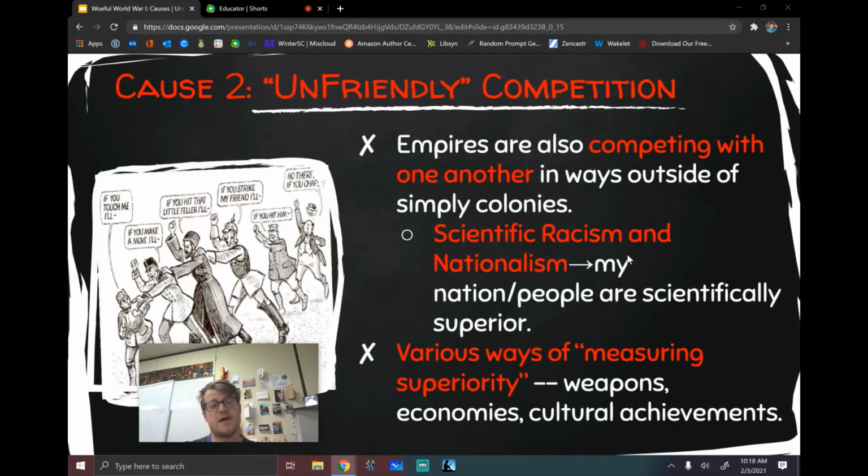The other thing that we have mentioned before is the rise of nationalism. Like the idea of, my nation is superior. I have extreme loyalty to it, and it's better than yours. And there were all sorts of ways that nations were measuring their superiority to one another. It could be in their weapons, their economies, or their cultural achievements. It's just this idea that Europe is on a quest to see who can keep one-upping each other, and that's going to have a profound effect on how countries relate to each other during this time.